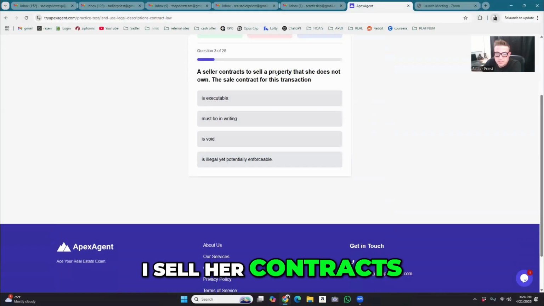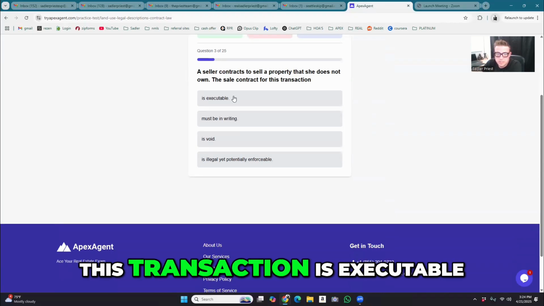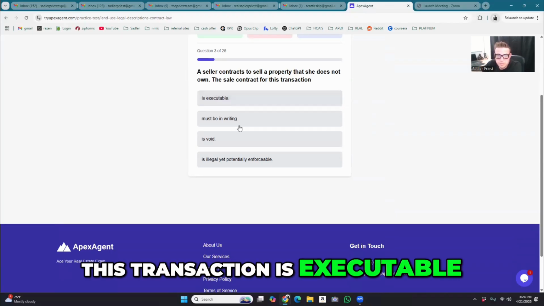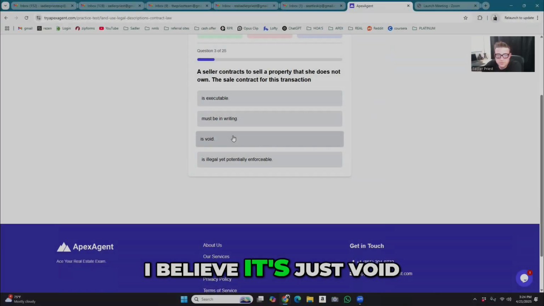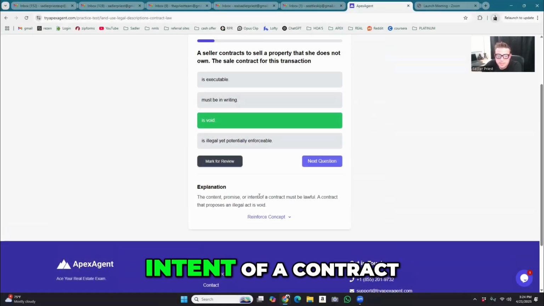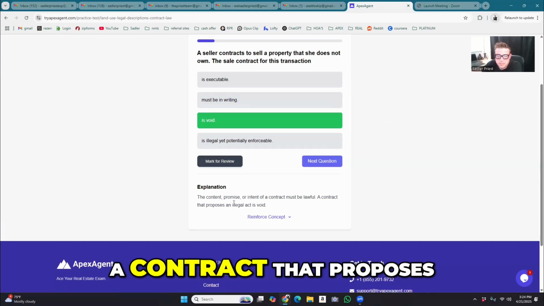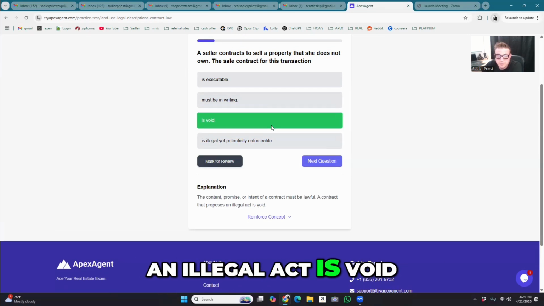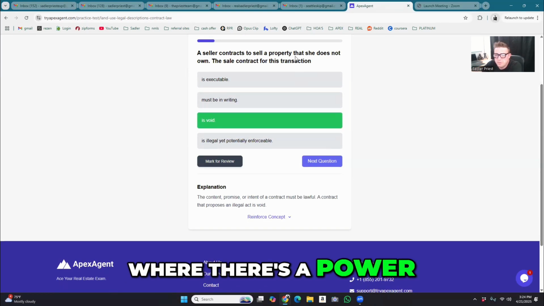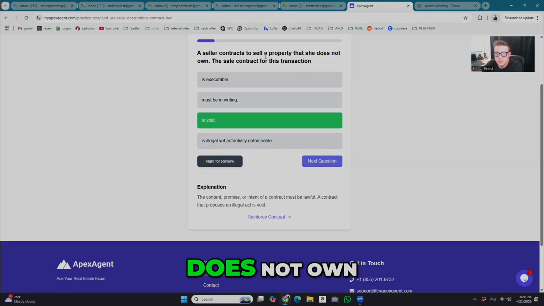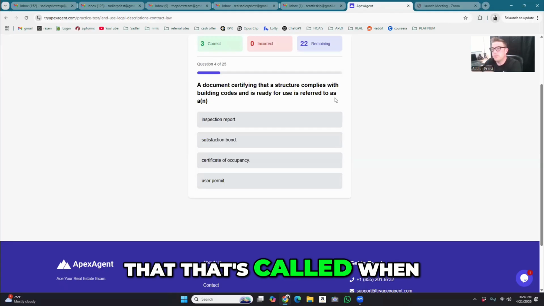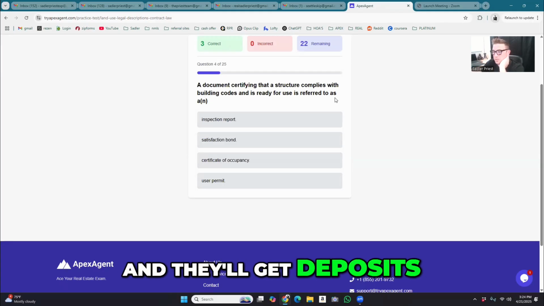So a seller contracts to sell a property that she does not own. The sale contract for this transaction is executable, must be in writing, is void, is illegal yet potentially enforceable. I believe it's just void. The content, promise, or intent of a contract must be lawful. A contract that proposes an illegal act is void. So I have seen where there's a power of attorney or something like that that does help with these, but this is just a seller contracting to sell property she does not own. There's a certain fraud that's called when they're trying to sell and they'll get deposits for a house.